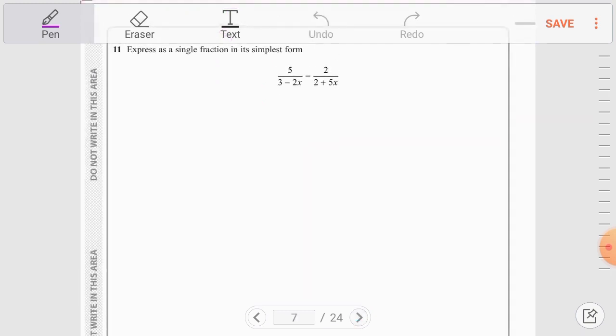Question number 11. Express as a single fraction in its simplest form 5 divided by 3 minus 2x, minus 2 divided by 2 plus 5x. So we need to do an LCM for the denominators, but as we can see that they are too large to calculate an LCM for them. We're just going to write the denominator as both the denominators multiplied: 3 minus 2x, 2 plus 5x.